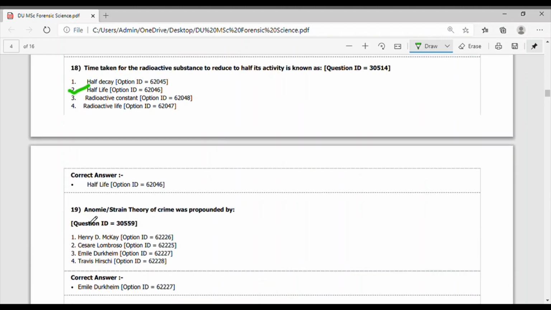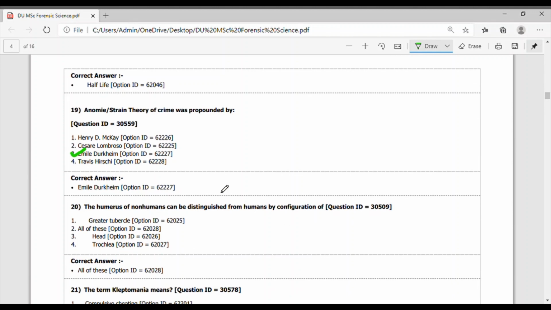Next question, question 19. Anomie and the strain theory of crime was propounded by Emile Durkheim. You have to learn this, all the authors and all these things, and they are questioned directly, and you can answer very well if you have learned the things earlier.